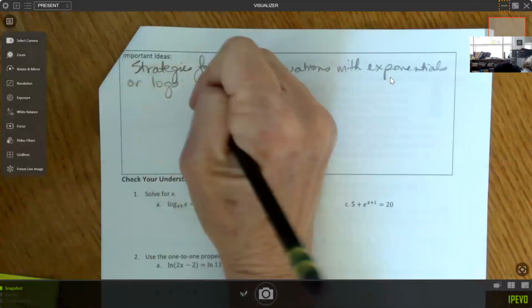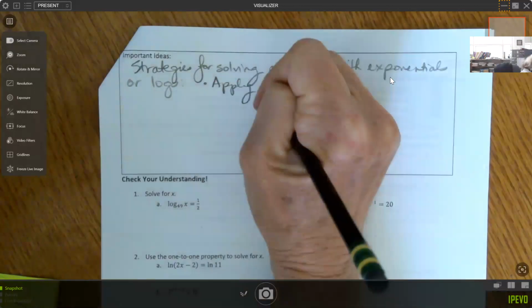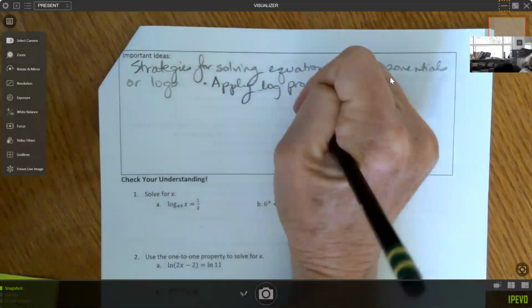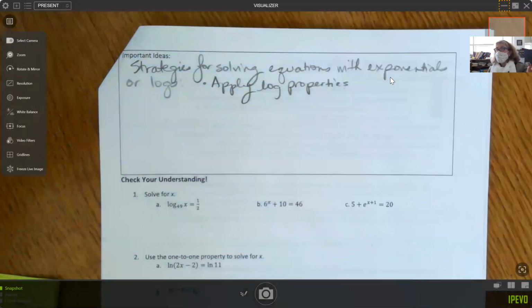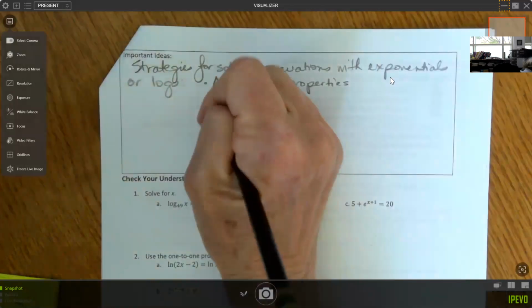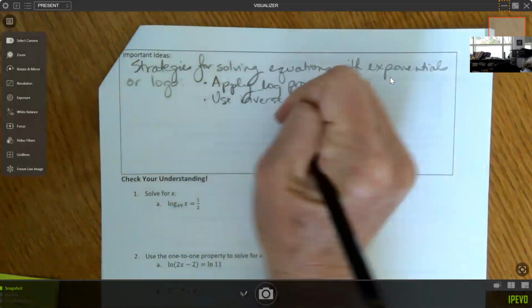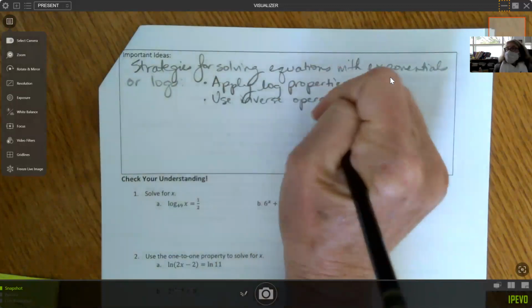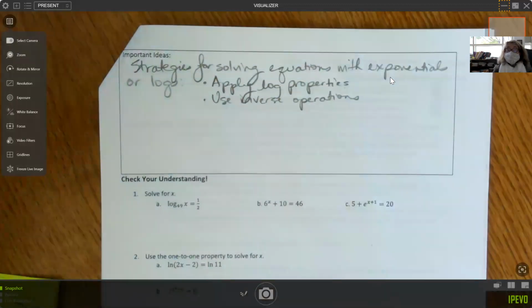So the first one, you could say you're going to apply your log properties. And again, depending on the situation, we don't say you're going to condense or you're going to expand. We just say you're going to apply the log properties. Because on the ones we were doing, you wanted to condense, but there could be a situation where it'll help you by using the expand direction. You are going to want to use inverse operations, right? Because again, to get the x by itself. Here, the inverse of a log is an exponential. The inverse of an exponential is a log.